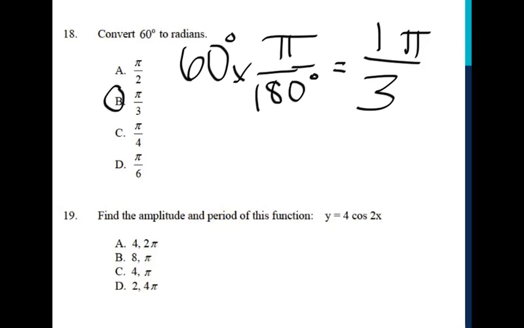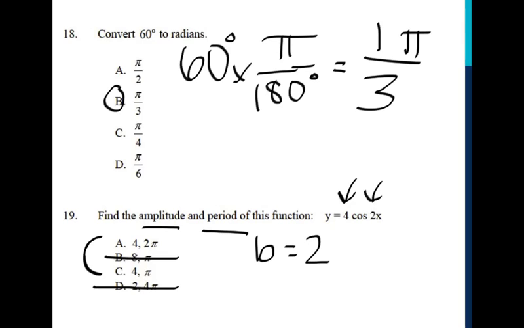Oh, that's good. Okay, number 19, amplitude is whatever comes in front. So amplitude is 4. I can already cross out B and D because it's saying the amplitude is 8 and 2. Heck no, it's either A or C. And my period. Now remember, my B is 2 in this case. But my period is 2 pi divided by B. So in this case, it's 2 pi divided by 2. So my period is pi. My answer is C. The correct answer for 19 is C.